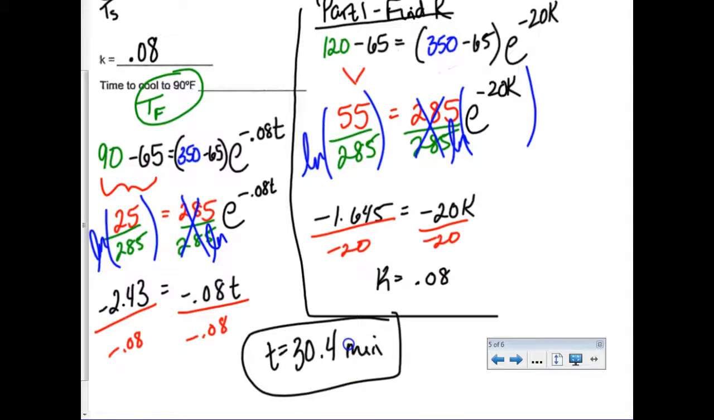What are we cooling this time, a cake? Cooling a cake. I mean, that seems logical. If I did my math and it came out to like 587 minutes, I might stop and think about that a little bit.